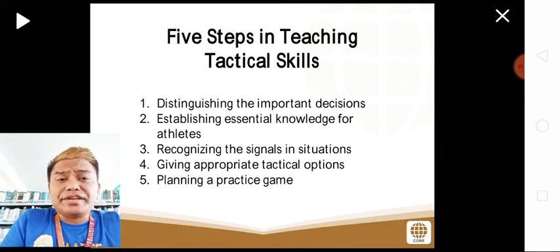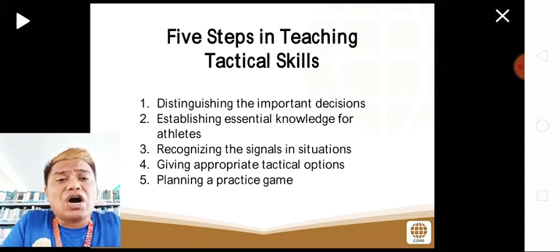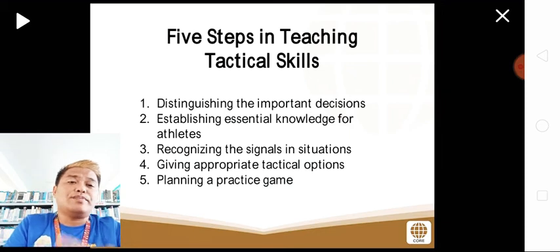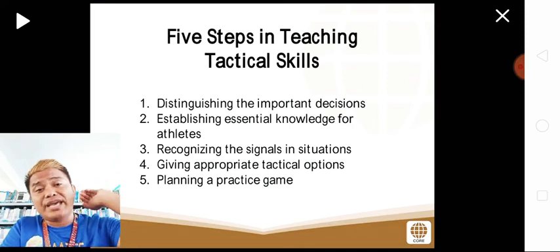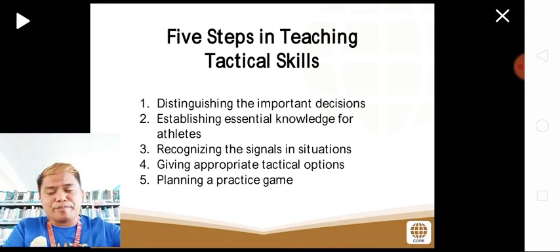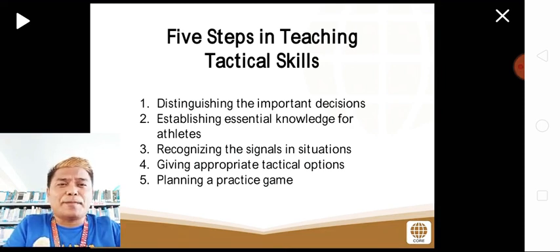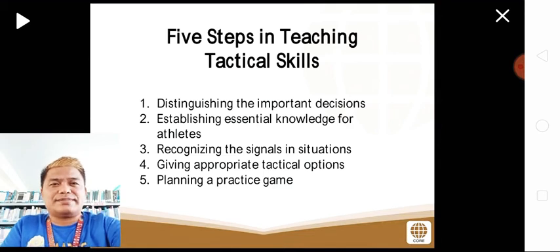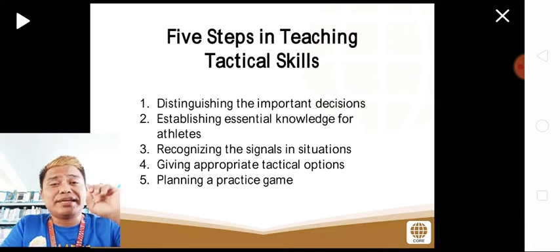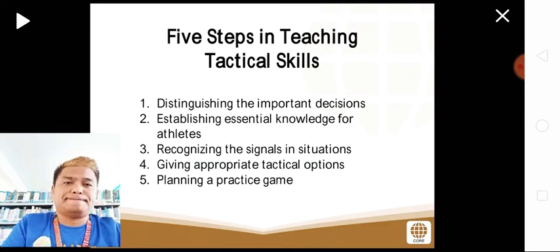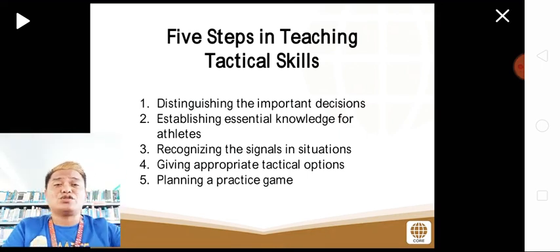Next, number 3, recognizing the signals in situations. Number 4, giving appropriate tactical options. Yes, you have options to carry out. Again, as what I've said, there are plan A, plan B, and plan C. If possible, up to Z. If it really doesn't work, don't lose hope in your team. That's really it. The most important thing is there should be teamwork. Okay, giving appropriate tactical options, you should have options.